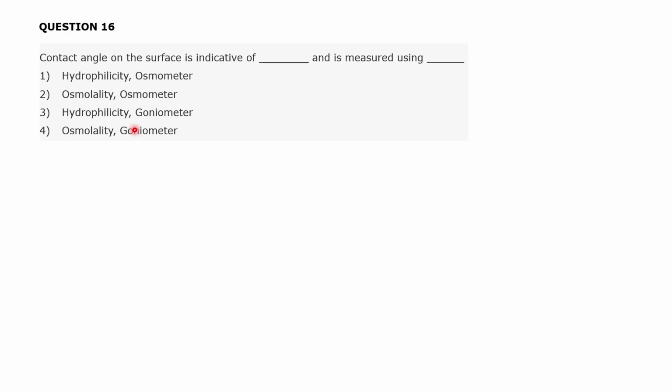So based on that, we can determine the contact angle, and then determine whether the surface is hydrophobic or hydrophilic in nature. And we use an instrument, the goniometer, to analyze that. So the contact angle on the surface is indicative of hydrophilicity and is measured using the instrument goniometer. So does anyone have any doubt?